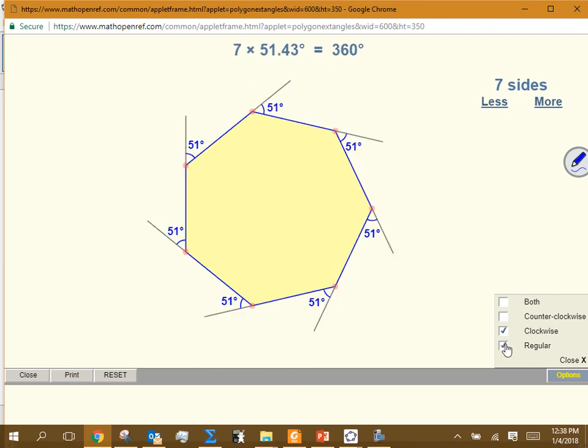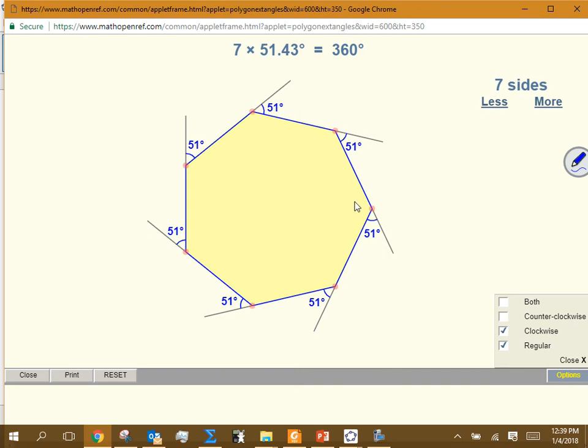I can make this regular. Okay? If I make it regular, I'm taking 360 and dividing it by what to get that 51? If it's regular, the inside angles are all the same, right? So isn't every interior angle a supplement to an exterior angle? Yeah. So if that angle right there, I think we found it was like 128.57 or something like that.